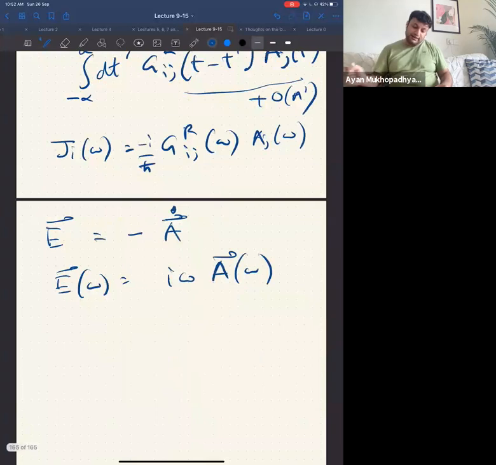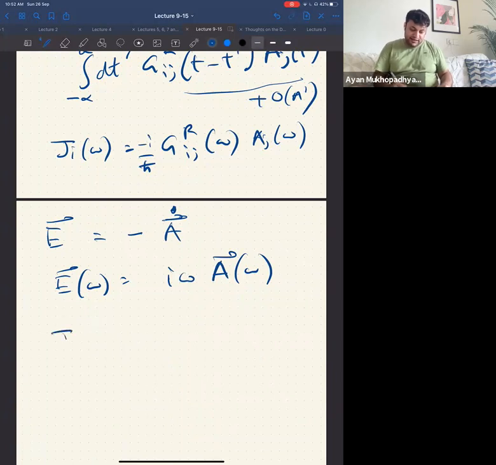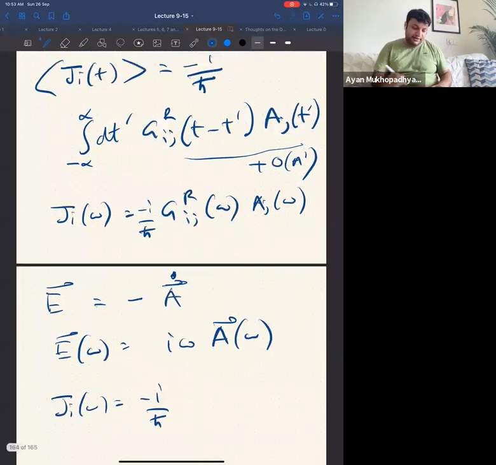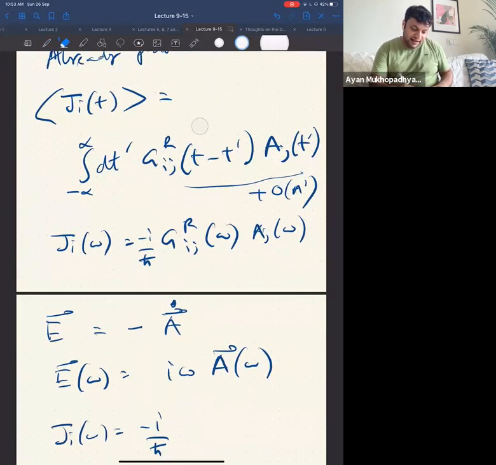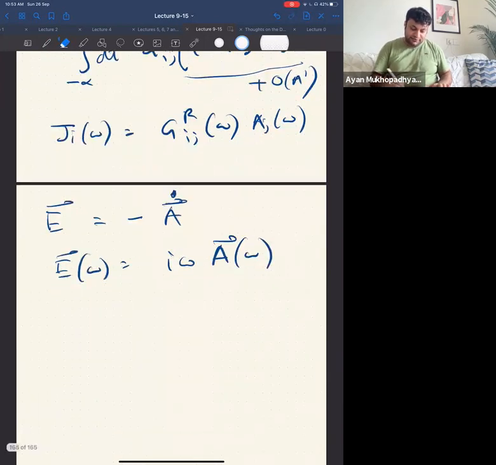Okay, so if I do that, then I get this, right? And so which means that E omega will be, okay, so then I can substitute this back in this equation, and I get J i omega is minus i by H bar. Actually, sorry, what I said is nonsense. It is simply G R by definition. So the minus i by H bar comes in the definition of G R, not here. Okay, so I'm sorry about this. So there is no minus i by H bar here. The definition of G R i j is as follows.